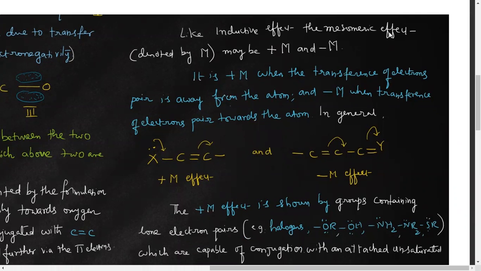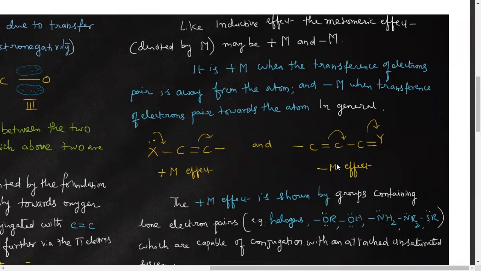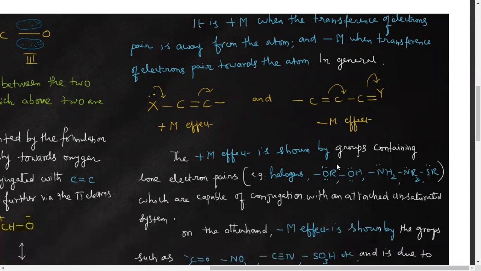In the positive mesomeric effect example, X is a group of atoms attached to a carbon-carbon double bond, and the pair on X is transmitted towards the carbon unsaturation, where the carbon gets the negative charge as a result. Another one is the negative mesomeric effect, where Y is a group attached to the unsaturated carbons, and the electron pair from the carbon double bond, the pi orbital, is shifted towards the Y group. So the positive mesomeric effect can be understood in such a way.